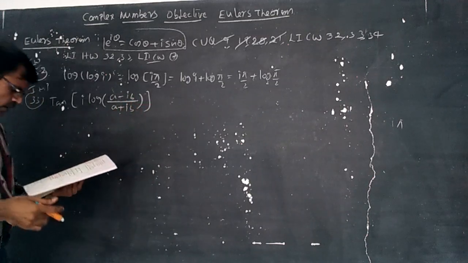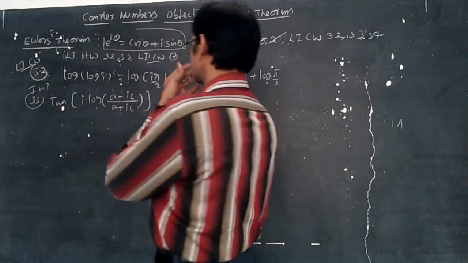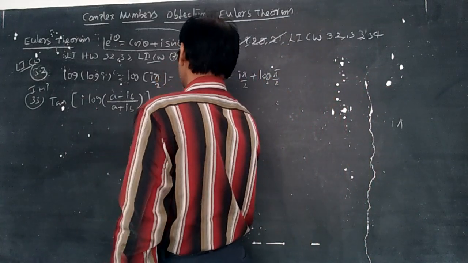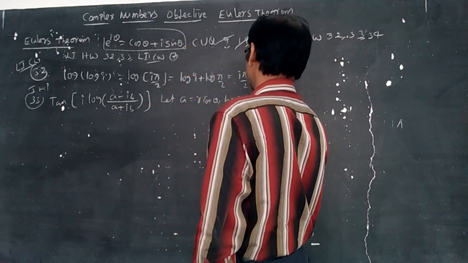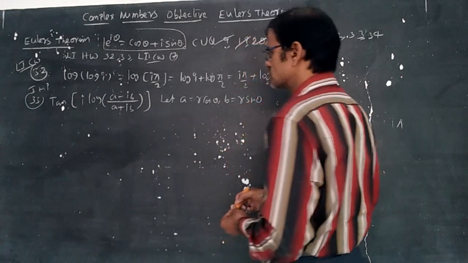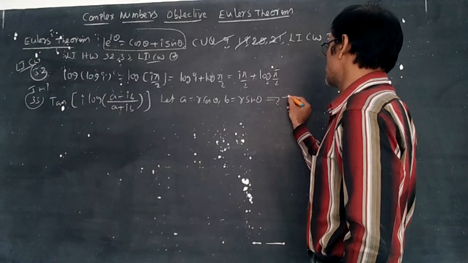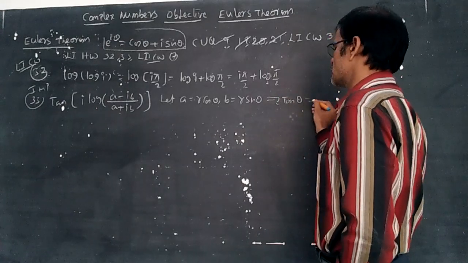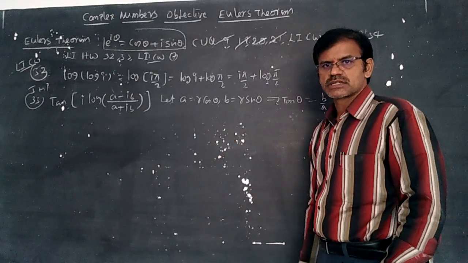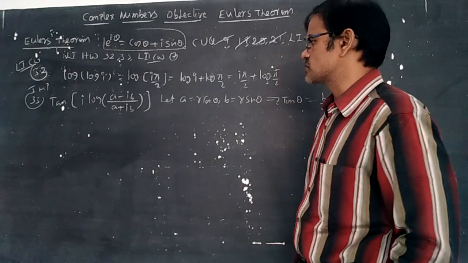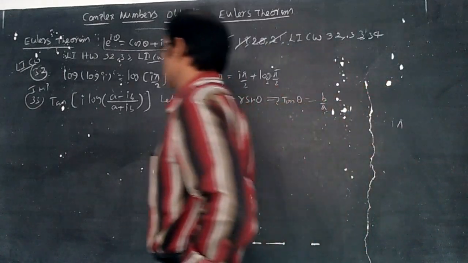Tan of i log of (a minus ib) by (a plus ib). Let a equal r cos theta and b equal r sin theta. That implies tan theta is equal to b by a, since r sin theta by r cos theta, r gets cancelled, and sin theta by cos theta becomes tan theta. Keep aside: tan theta is equal to b by a.